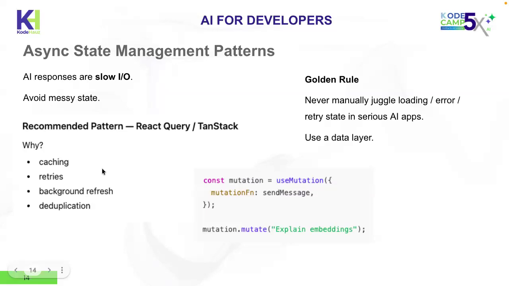Then caching means if the same request is made multiple times, you don't need to call the backend again. Or if the request is even similar, we're going to talk about caching very soon. But the recommended pattern here is to use React Query, TanStack, right? TanStack React Query.